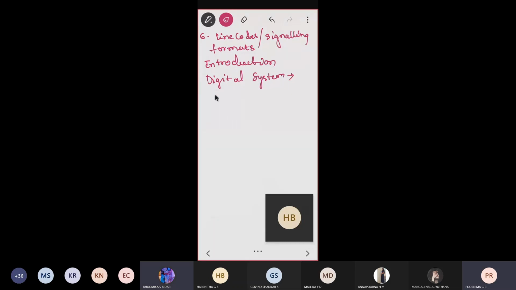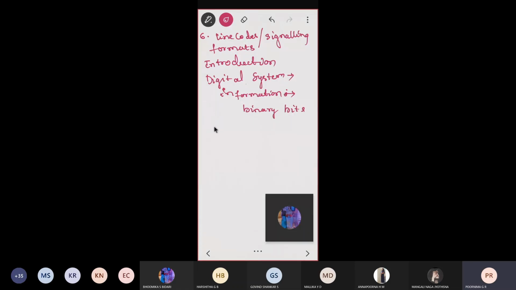Digital systems represent the information by digits. Whenever any system takes the information in the form of binary bits, such systems are referred to as digital systems.